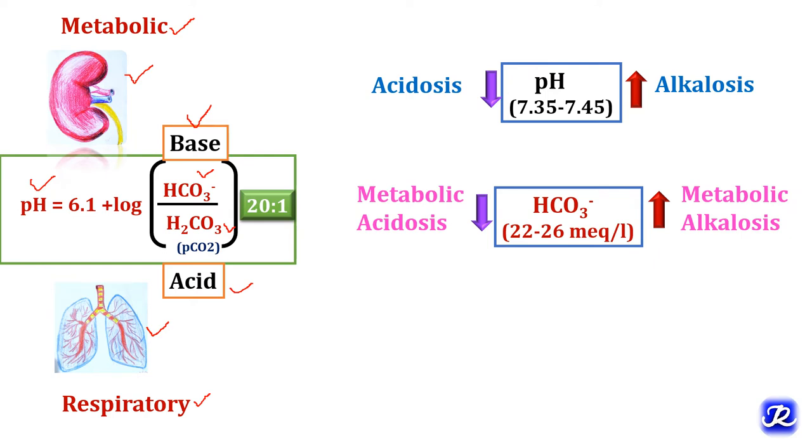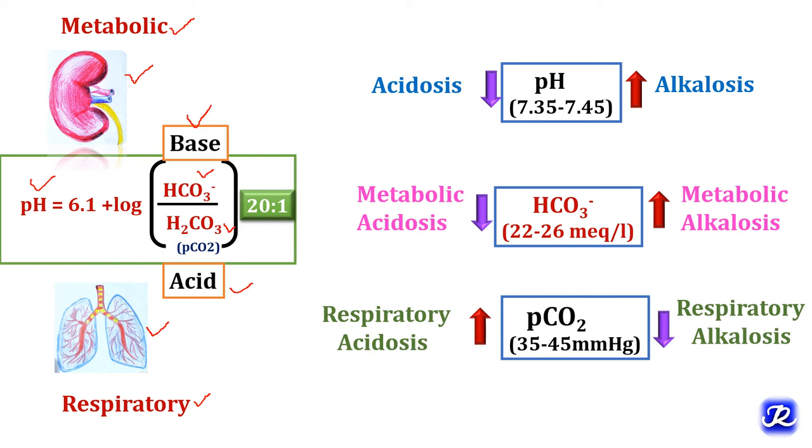Now the second parameter, bicarbonate. The normal range is 22 to 26 milliequivalent per liter. This parameter is present in the numerator and it is a base component, and decrease in bicarbonate is associated with decrease in pH. So if bicarbonate level is less than 22 milliequivalents per liter, it results in metabolic acidosis, and if it is more than 26 milliequivalent per liter, it results in metabolic alkalosis.